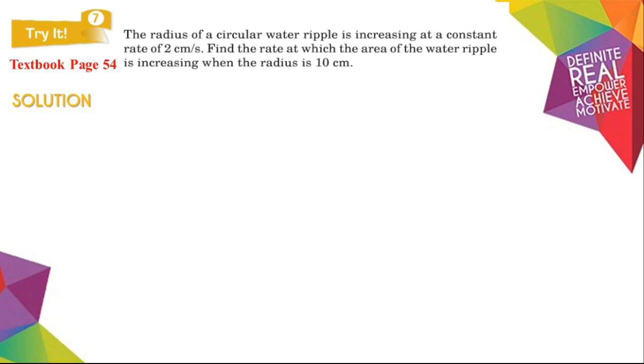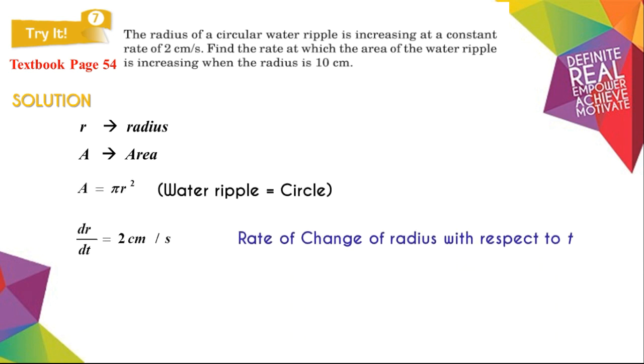Firstly, we have to rewrite all the variables involved in this question. So, for example, r equals the radius and A equals the area of the circle, because we know that the circular water ripple is assumed to be a circle. So, the area itself equals pi r squared, which is the area of the circle, and the rate of change of radius with respect to t, which is shown by 2 cm per second, is dr/dt.